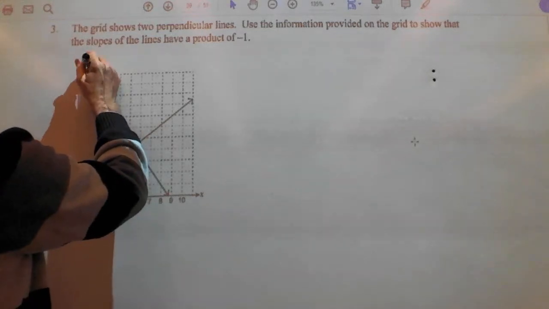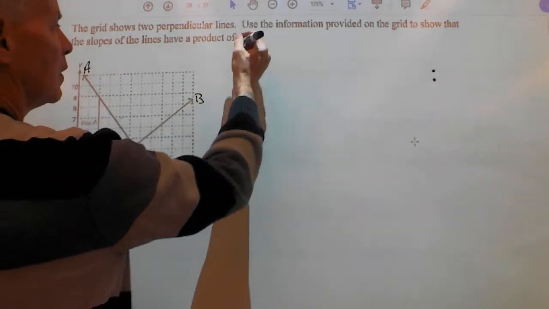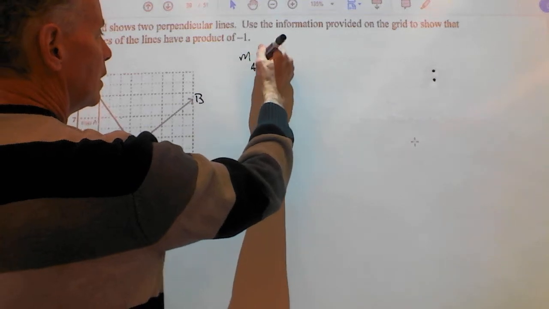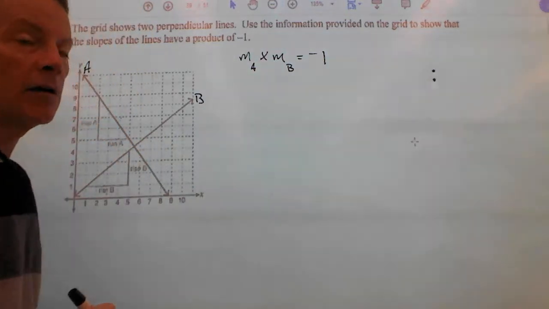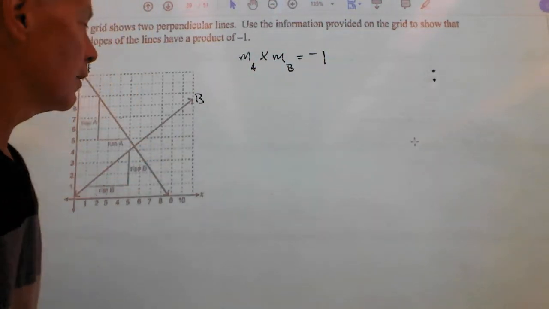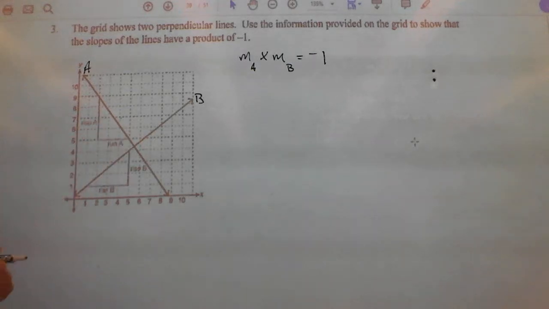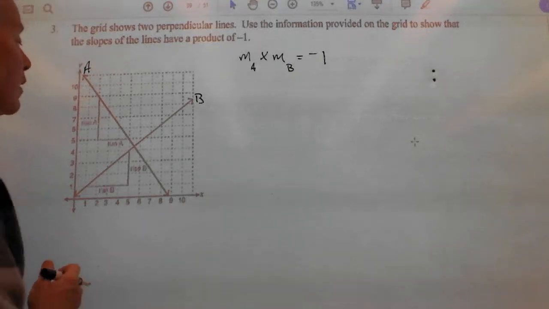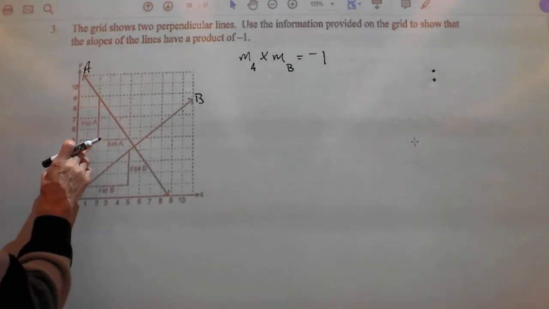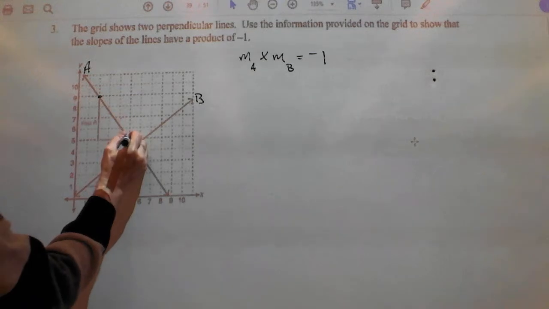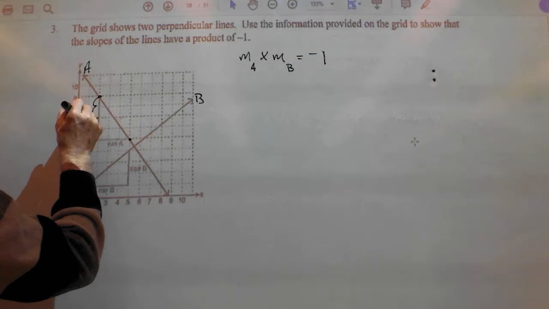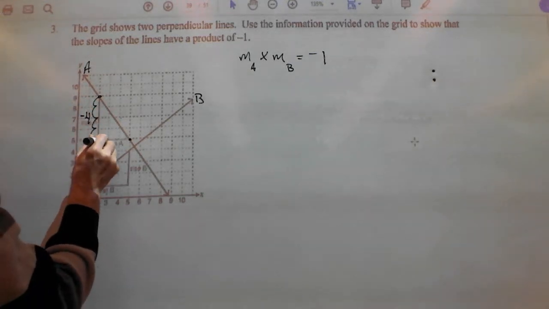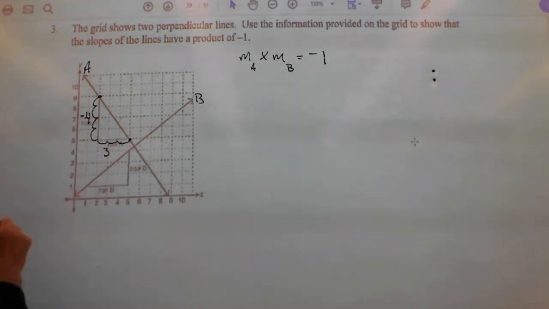So this is line A, this is line B, and we know that if we take the slope of A and multiply it by the slope of B, what answer should we get? -1, if they're perpendicular. So, they've been very kind to us. They've given us rise and run, so we don't have to absolutely use the slope formula, because we know that to get from this point to this point, you have to go 1, 2, 3, 4 down, so -4, and then 1, 2, 3 to the right, so +3.